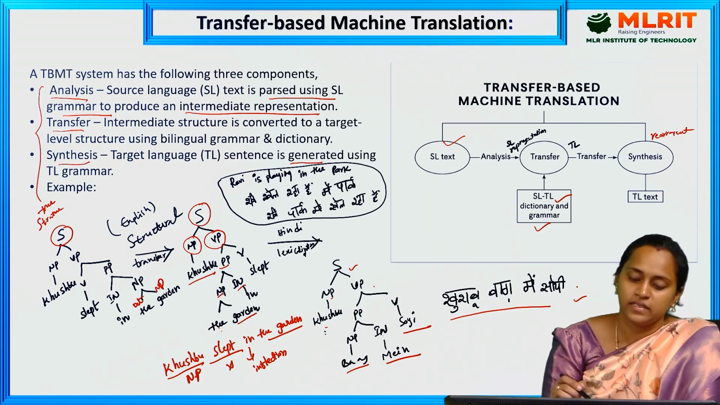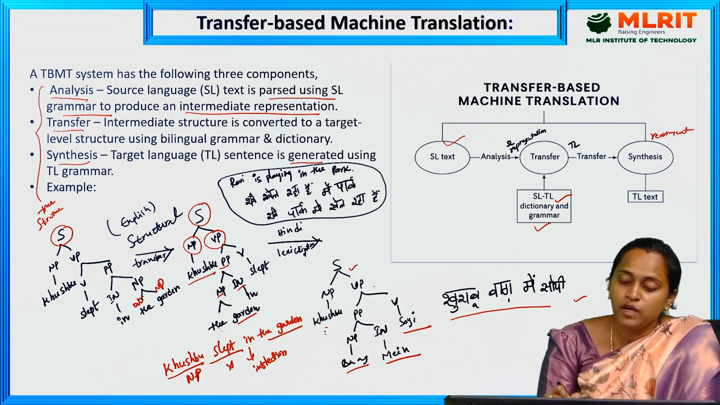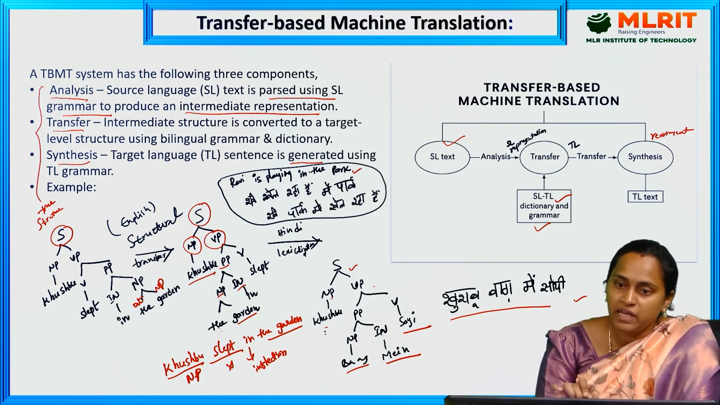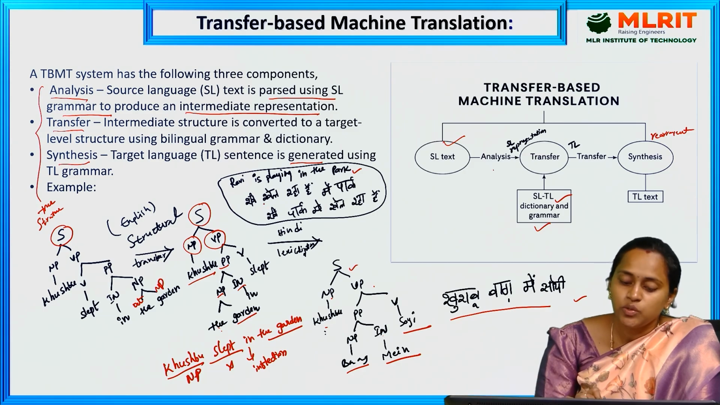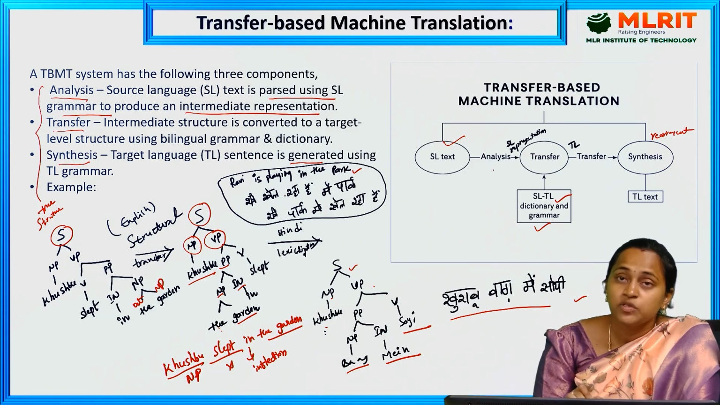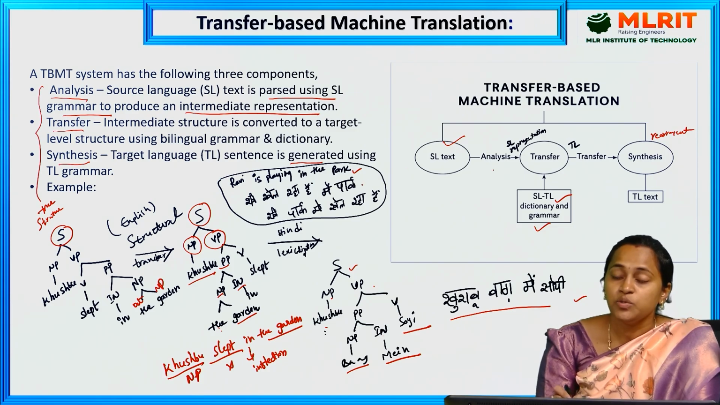Let's see another example. Ravi is playing in the park. This is the source language text. We have to transfer the source language text to the target language by applying the analysis and synthesis phases. The exact meaning of the sentence is Ravi khel raha hai mein park. So after target language rearrangement, Ravi park mein khel raha hai.